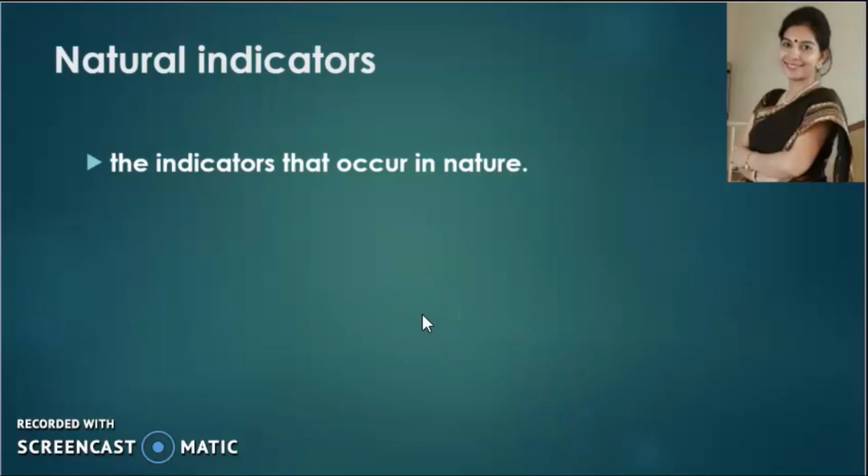Now, these indicators are broadly categorized into natural indicators and synthetic indicators. So now what are natural indicators? Indicators that occur in nature are called natural indicators. What are the examples of natural indicators? Litmus, turmeric and hibiscus or China rose petals are natural indicators.